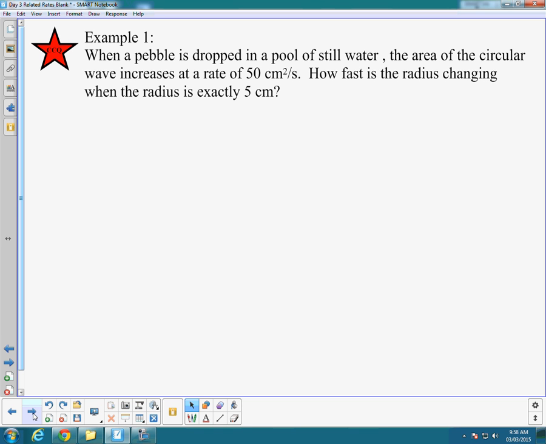Actually, I'll show you a clip of one. But we know the area, we get this big circle, and that circle gets bigger. So we know how fast the area is changing. This question asks, how fast is the radius of that circle changing at a certain spot? As you're copying that down, I'm just going to show you a quick video to demonstrate what I'm talking about.